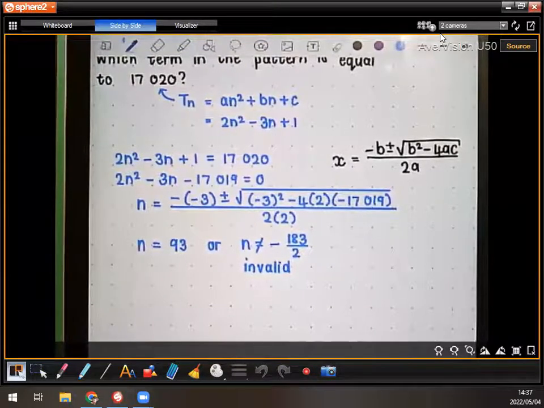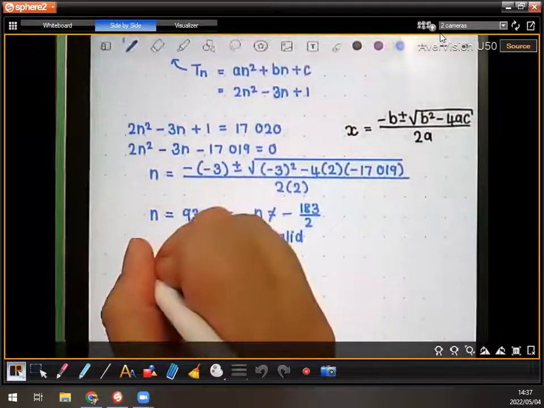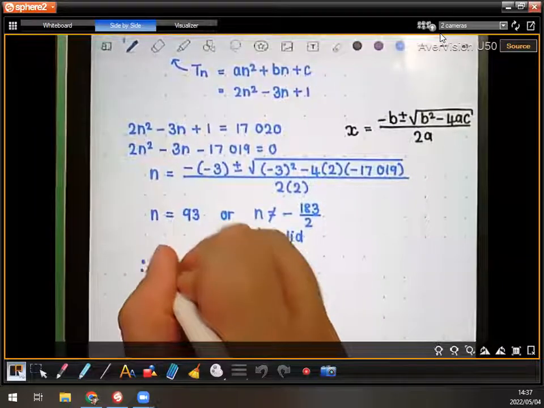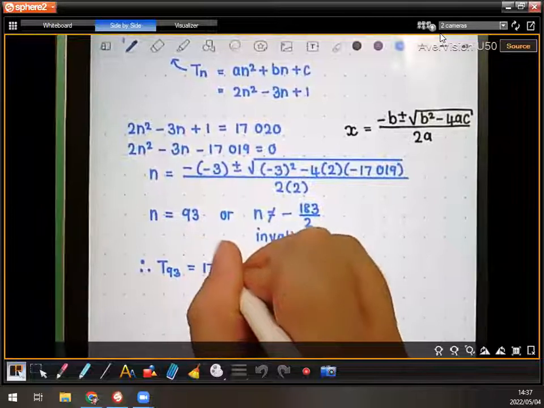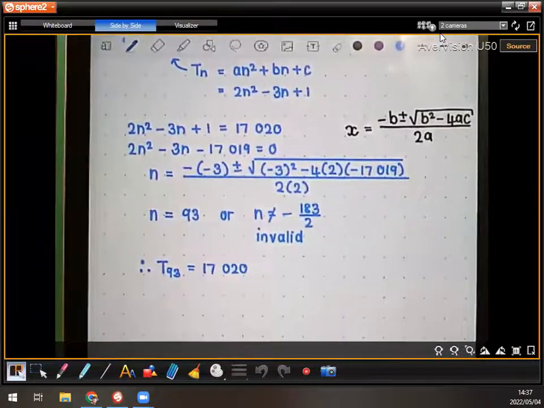So what does that mean? Which term is equal to 17,020? Term number 93. Good. So we need to just end our answer off by saying, therefore, term 93 is 17,020. And guys, that will actually always happen when you are calculating a term number for a quadratic pattern. You will always get two answers and one of them will be invalid.